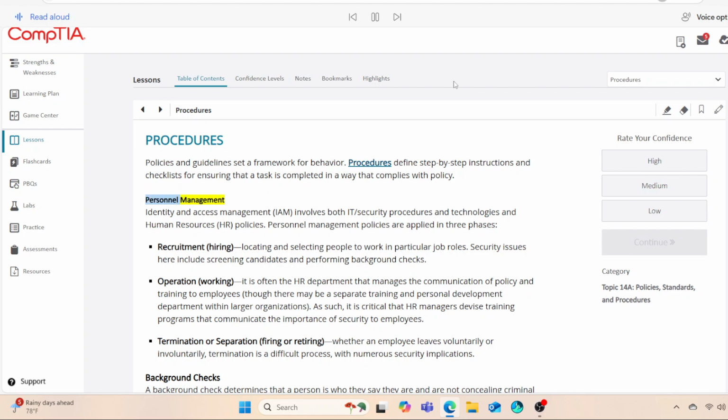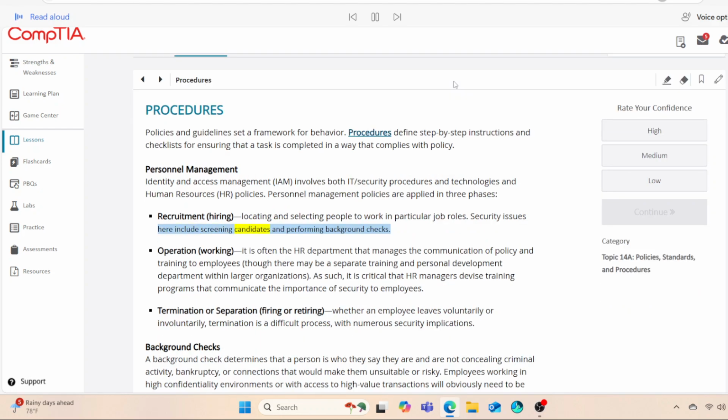Personnel management. Identity and access management, IAM, involves both IT/security procedures and technologies and human resources, HR, policies. Personnel management policies are applied in 3 phases. Recruitment, hiring, locating and selecting people to work in particular job roles. Security issues here include screening candidates and performing background checks.